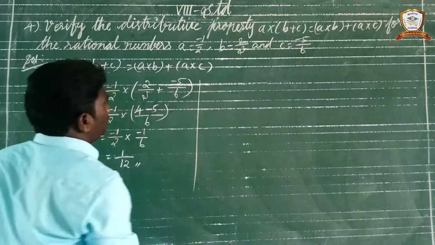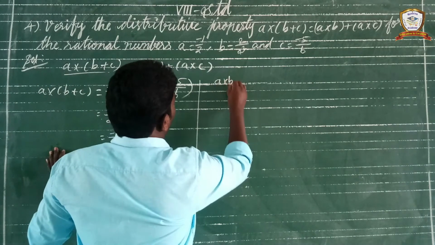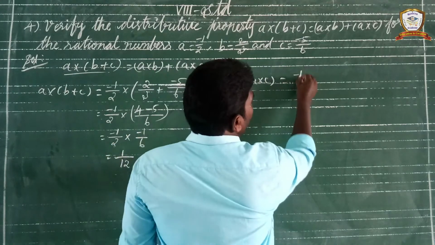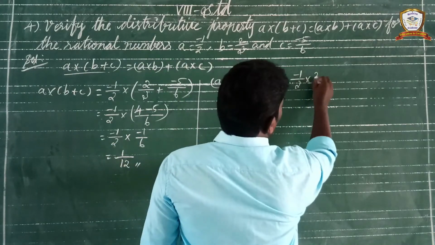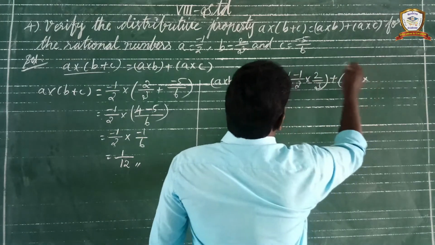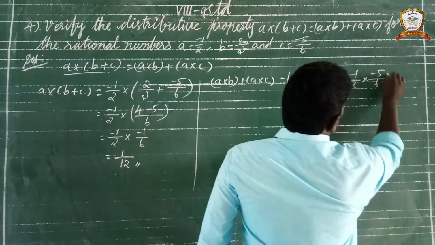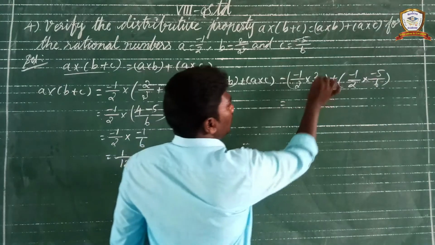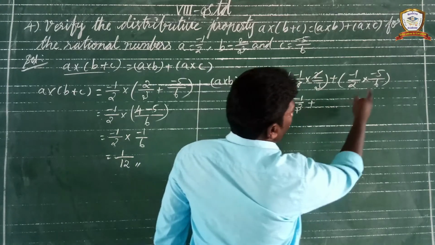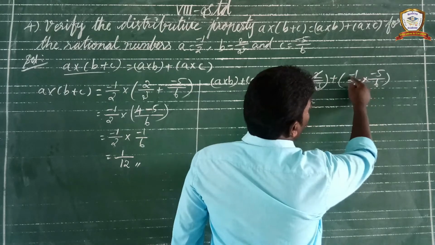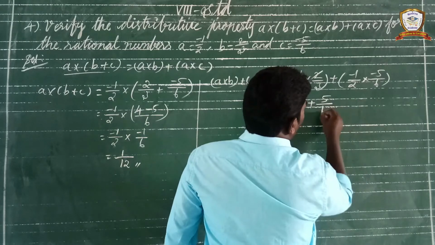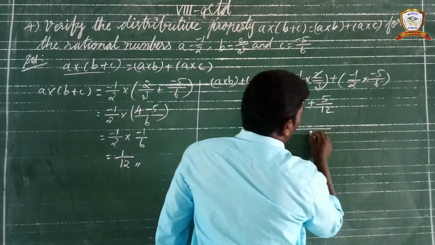Okay. The next one, right hand side, a into b plus a into c. So here a is minus 1 by 2 into b, 2 by 3, plus a, minus 1 by 2, into c, minus 5 by 6. So here the 2s cancel. So next, minus 1 by 3 plus, here there is no cancellation. So minus into minus is plus, 1 fives are 5, divided by 2 sixes are 12. So here take LCM 12.